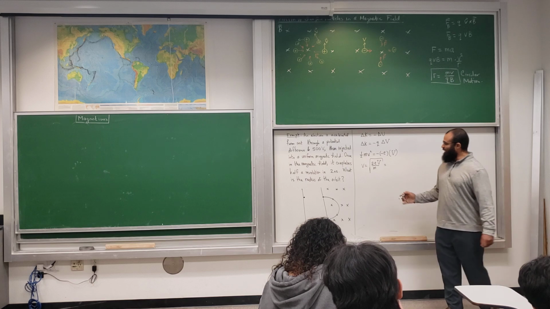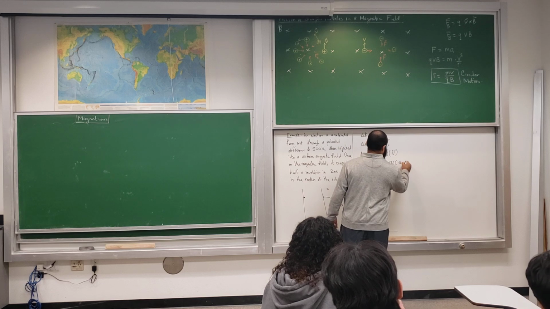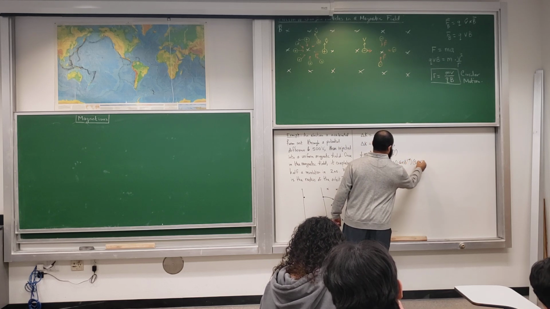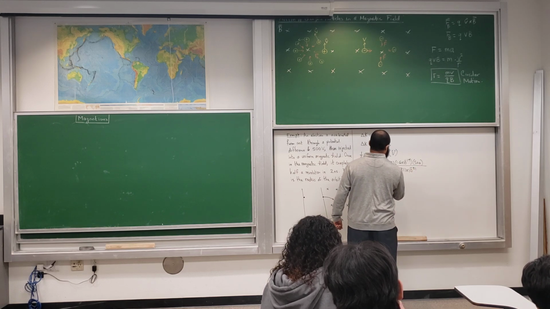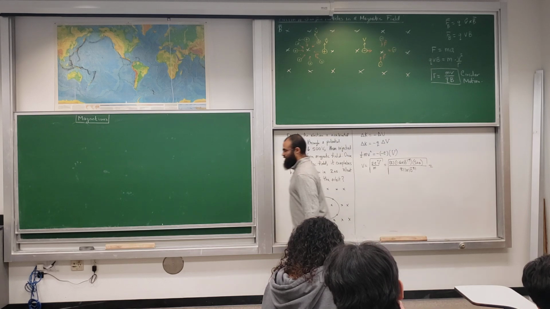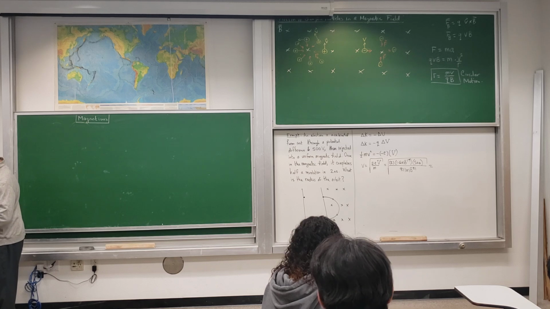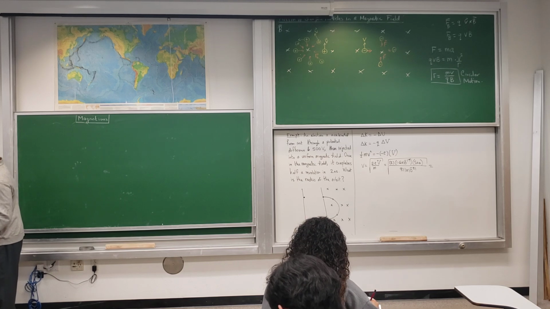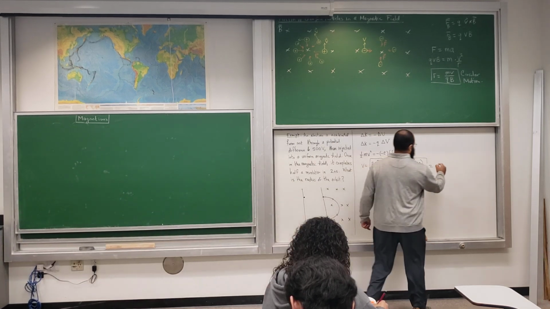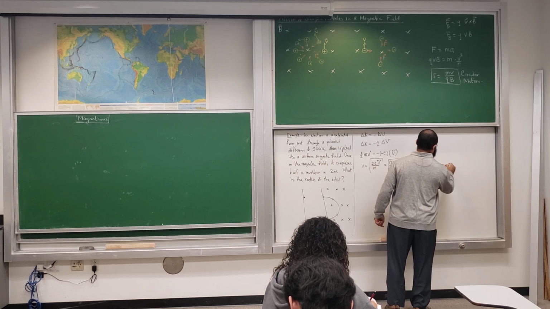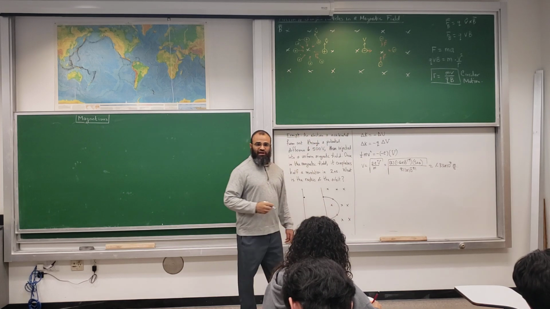And now we plug in the numbers. It's an electron, so we can look up the charge and mass. That's 2 times 1.6 × 10⁻¹⁹ times 500 over 9.11 × 10⁻³¹, square root.